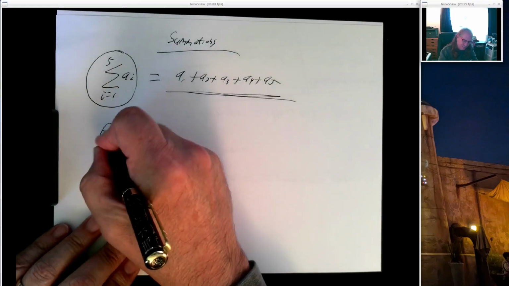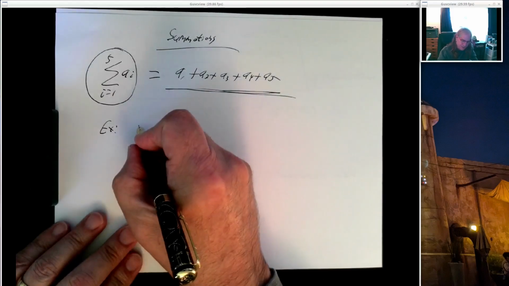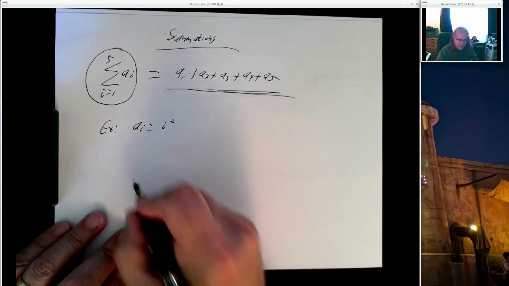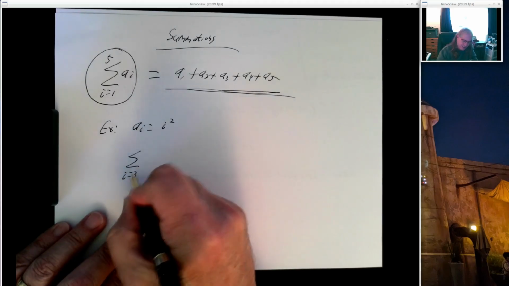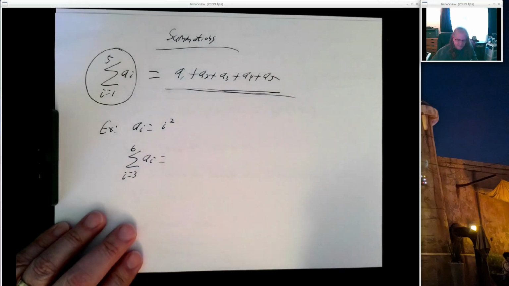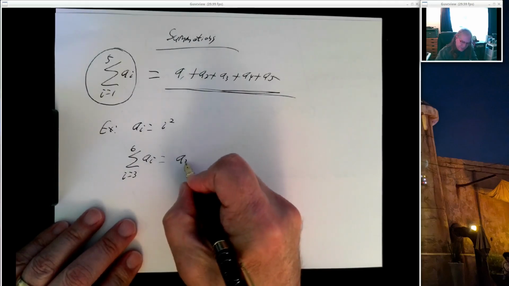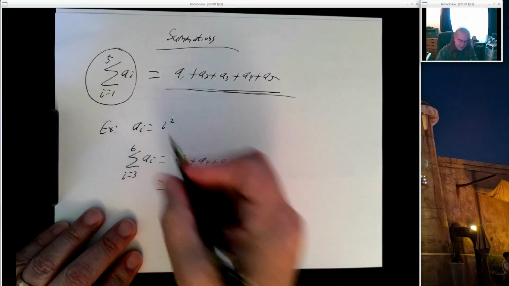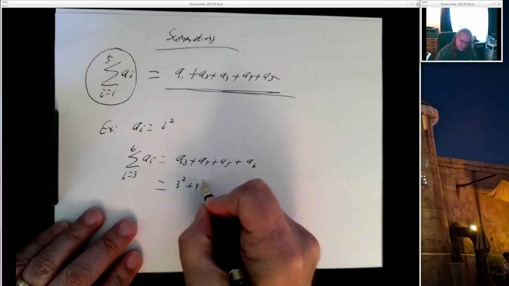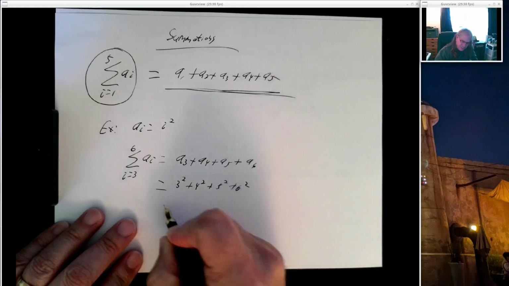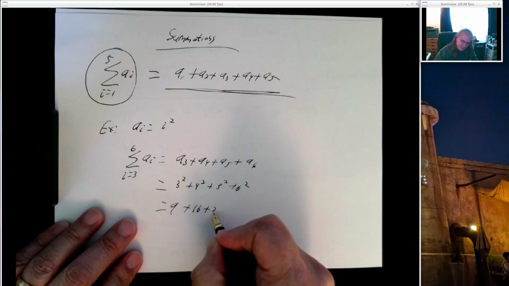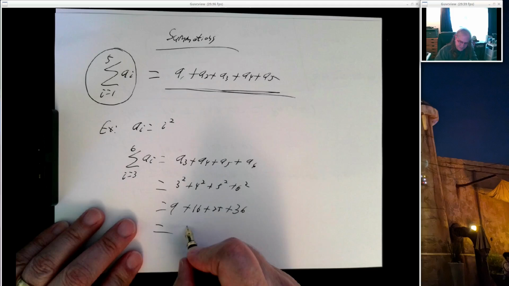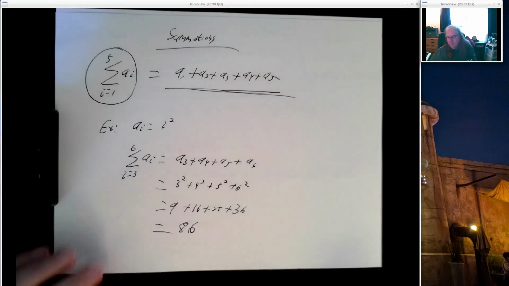So for example, suppose that a_i is equal to i squared. So we could say, what's the sum from i equals 3 to 6 of a_i? Well, that's just a shorthand for a3 plus a4 plus a5 plus a6. And if we know these values, this is 3 squared plus 4 squared plus 5 squared plus 6 squared, which is 9 plus 16 plus 25 plus 36, which is 25, 50, 86. That's all there is to it.